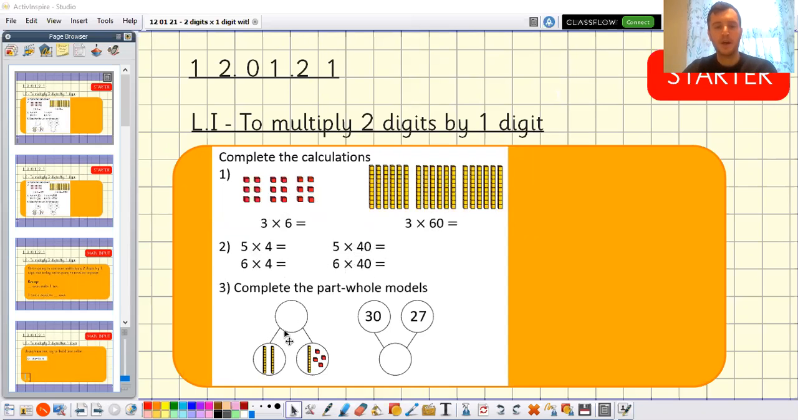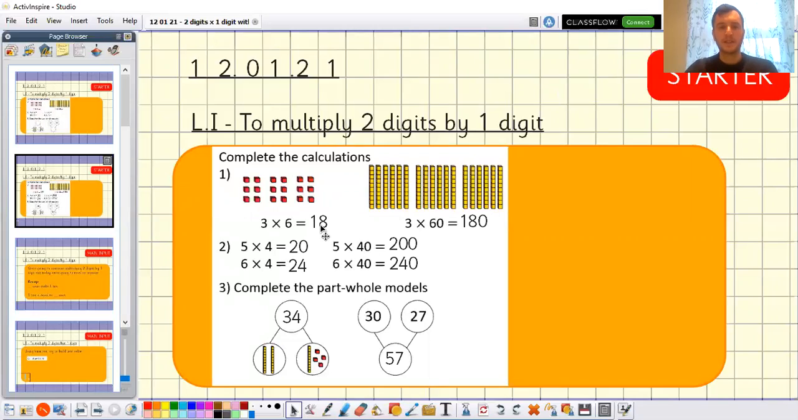And at the bottom, we have some part-whole models to complete. We have 2 tens on this part, which makes 20. And 1 ten and 1, 2, 3, 4 ones, which makes 14. So 20 and 14 will make our whole. This one is upside down, but it works just the same way. 30 and 27 are our 2 parts. So what's our whole going to be there? I'll give you a moment to work through those. Feel free to pause the video if you need some more time, and we'll go through those answers in just a moment. Let's look at those together.